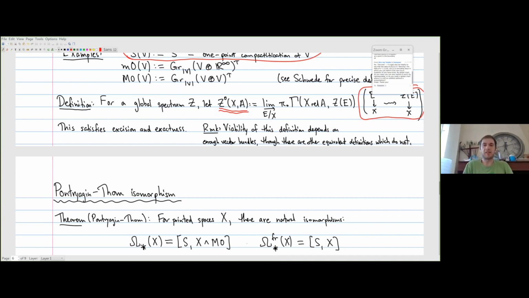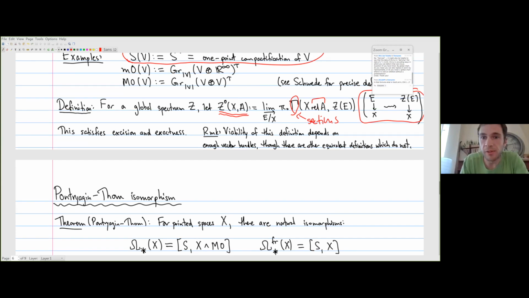Bordism classes of manifolds mapping to X is the same thing as stable homotopy classes of maps from the sphere spectrum into X smash MO, where MO is this Thom spectrum MO. Oh, this gamma means sections. And this means supported away from A.